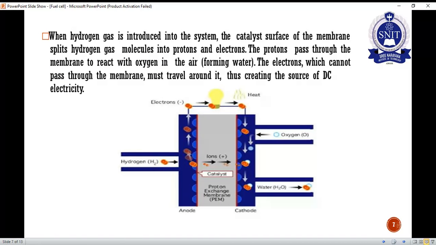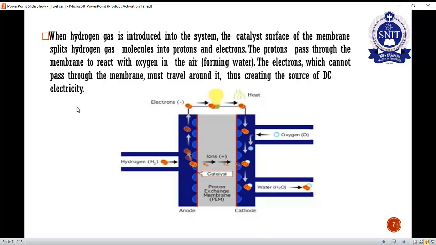Here is the diagram of the fuel cell. It has one anode, one cathode, and the catalyst membrane. In between is the electrolyte. On the anode side we have hydrogen, and on the cathode side oxygen is there. Water and heat are the byproducts. Electron exchange occurs from anode to cathode.